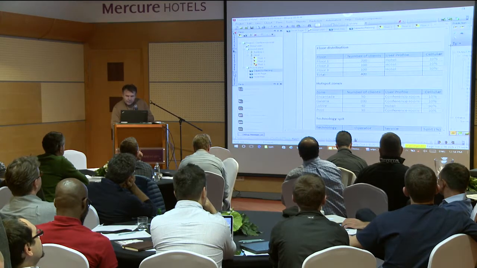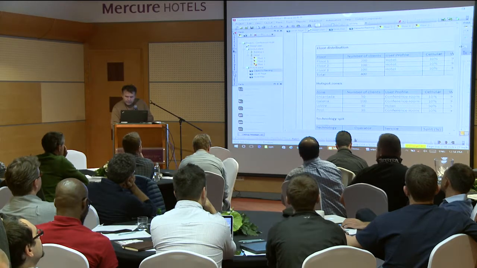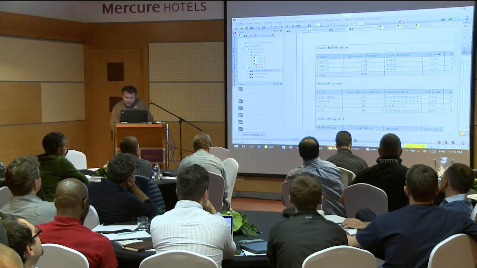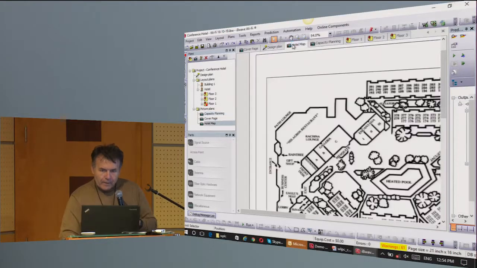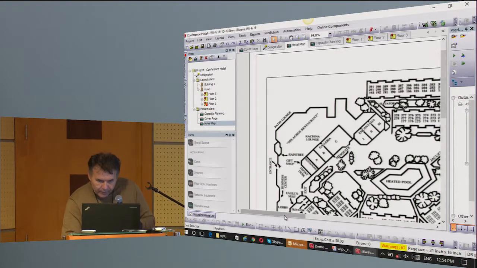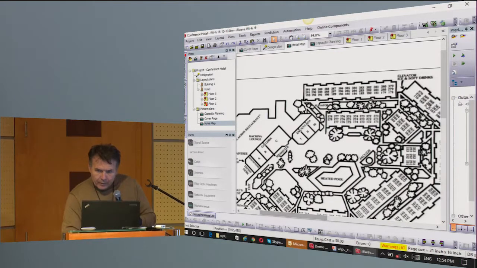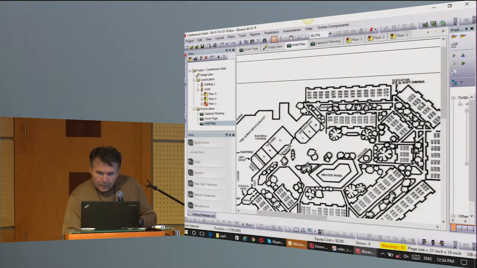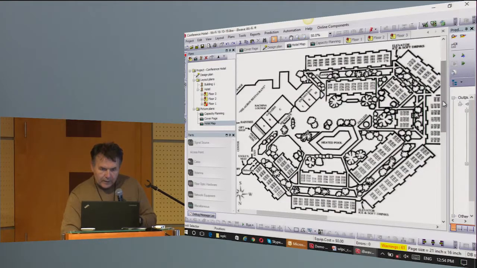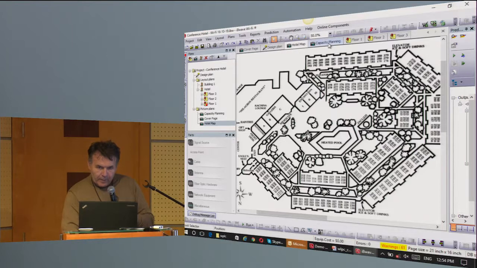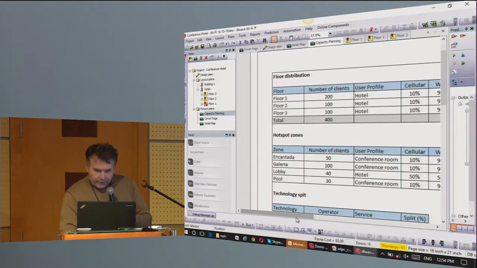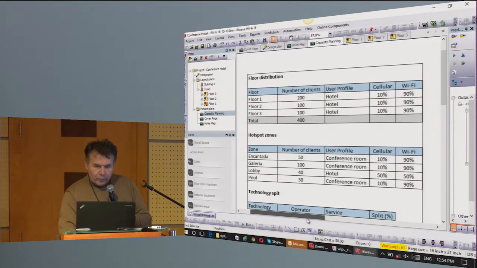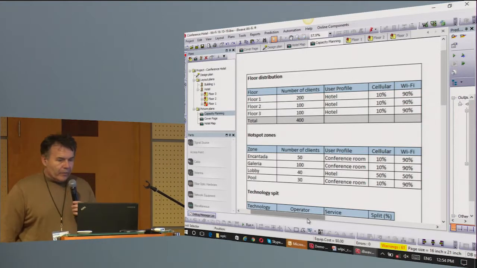All right, so this is the hotel that we talked about. And in the map that we shared earlier, when I talked about the pool in the middle, this is how it looks. For the capacity planning, what we have to specify is the distribution of the customers per floor.